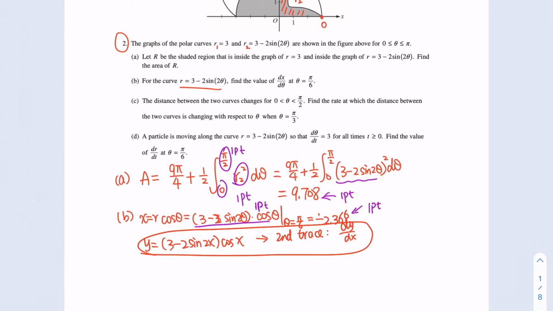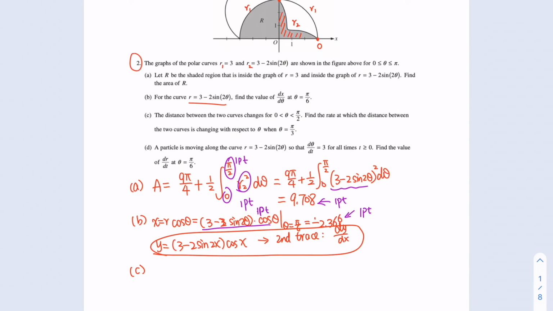Part C, the distance between two curves changes from 0 to pi. So if you look at from 0 to pi over 2, the distance between the two curves will be here. So first, we find the distance function. The distance will be r1 minus r2, which is 3 minus (3 minus 2 sine 2 theta), which gives us 2 sine 2 theta.